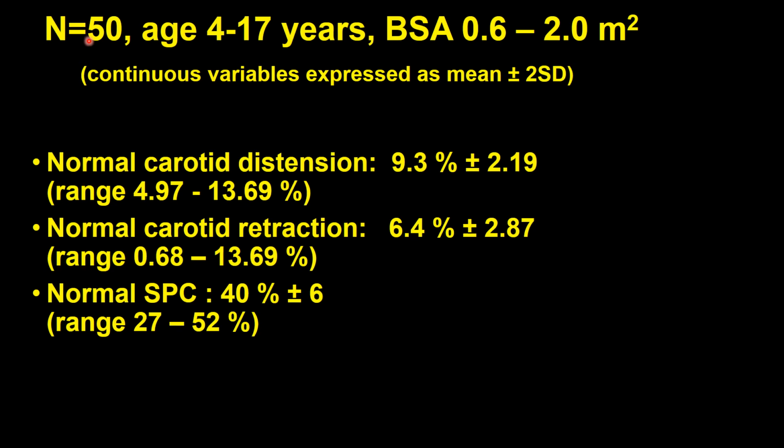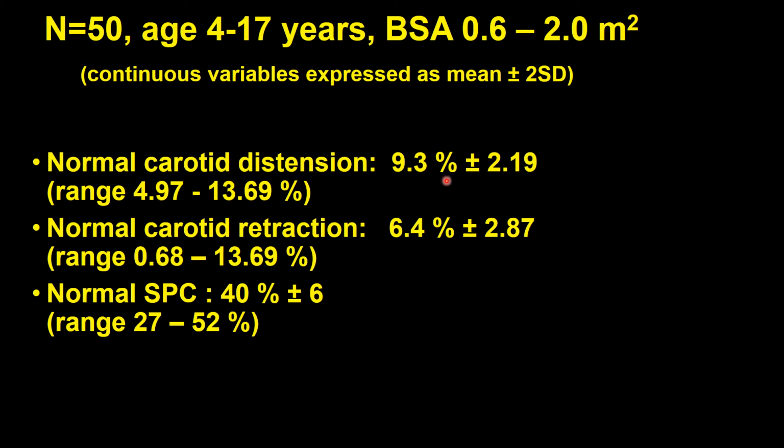So we took 50 pediatric patients aged 4 to 17 years with a body surface area ranging from 0.6 to 2.0 meters squared. So this is a lot of kids in a pediatric office, a lot of variability between these children. Some were obese, some were athletes, some tall, some short, 4-year-olds, and what we found was that there's not a lot of variability in carotid distension in this group.